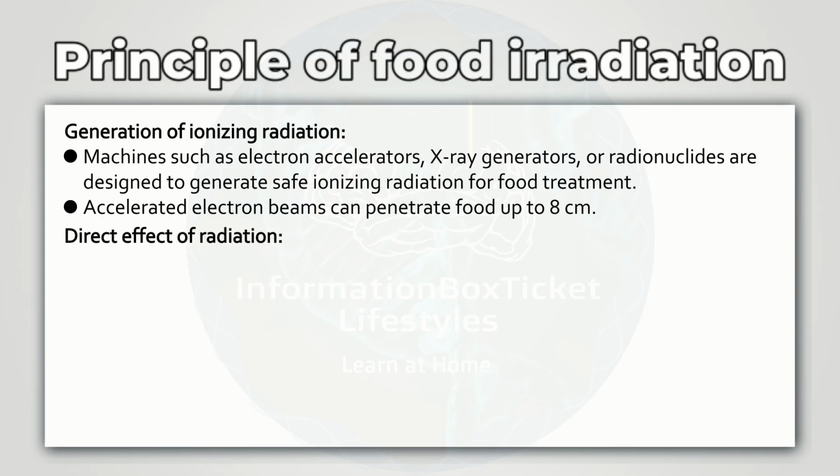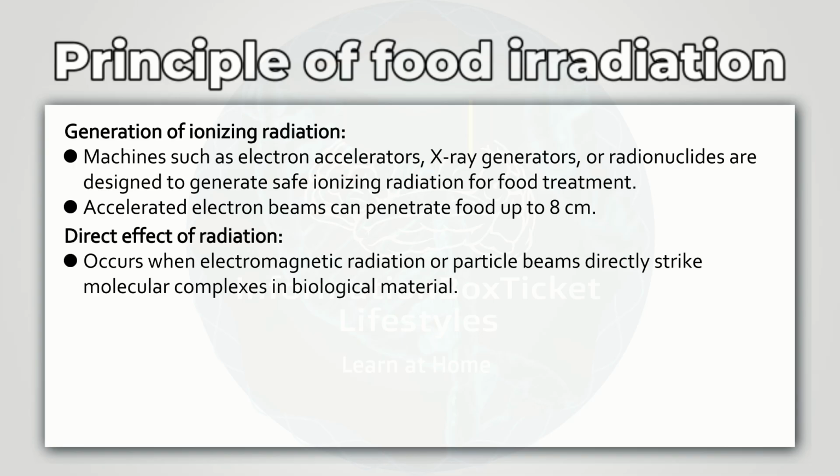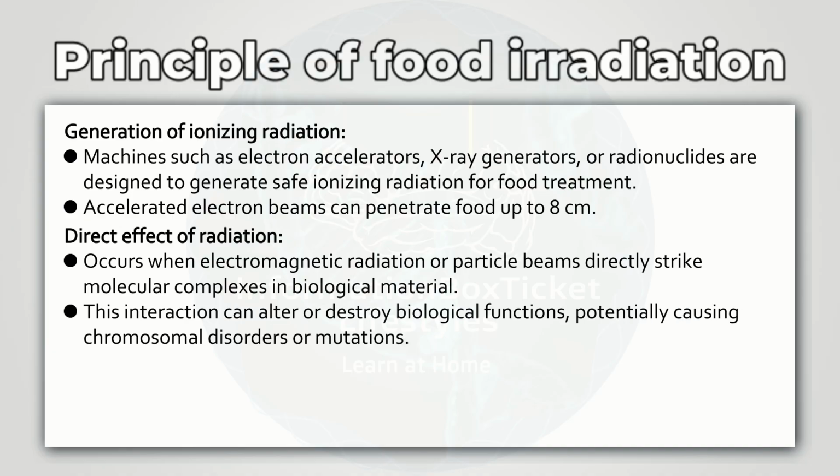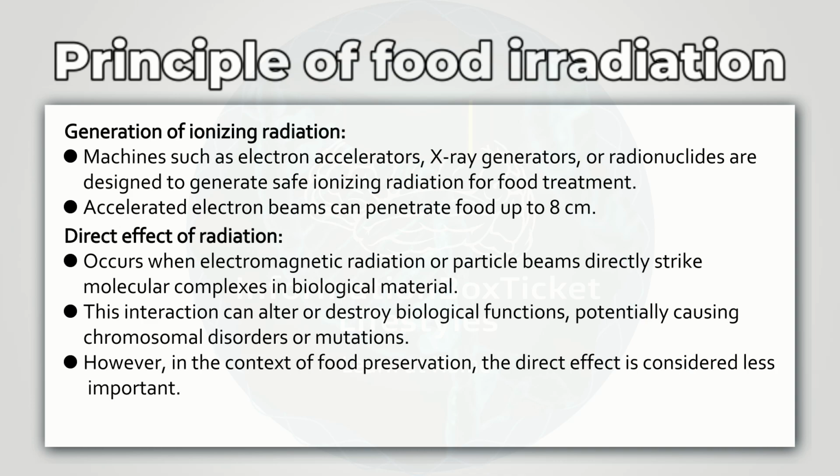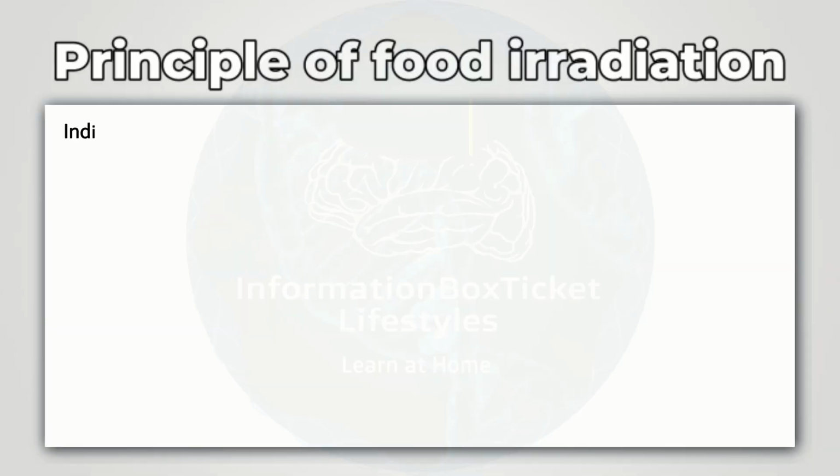Direct effect of radiation occurs when electromagnetic radiation or particle beams directly strike molecular complexes in biological material. This interaction can alter or destroy biological functions, potentially causing chromosomal disorders or mutations. However, in the context of food preservation, the direct effect is considered less important.